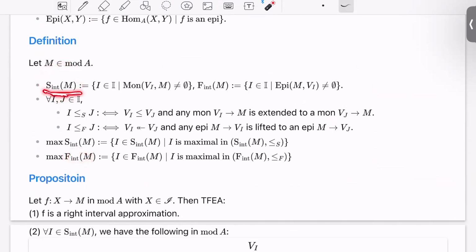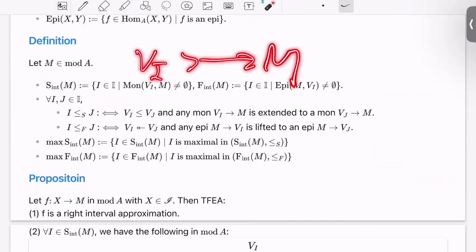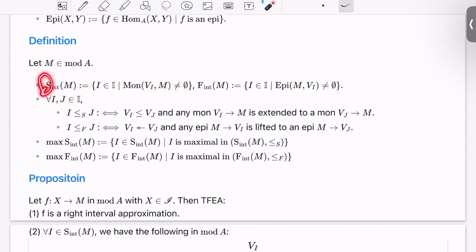S_int is just the set of intervals I such that there exists a monomorphism from Vi to M. In such a case, I is collected here, in the submodule S. And F_int is conversely: if there is an epimorphism from M to Vi, then we collect such I to form F_int(M).